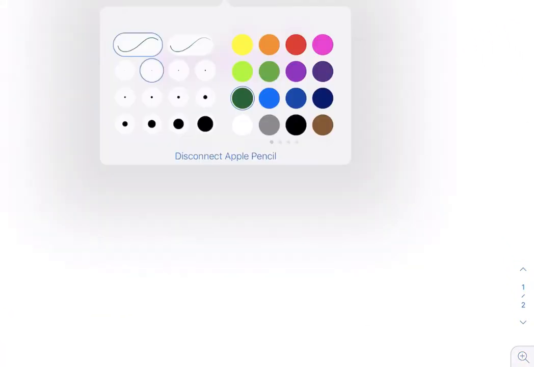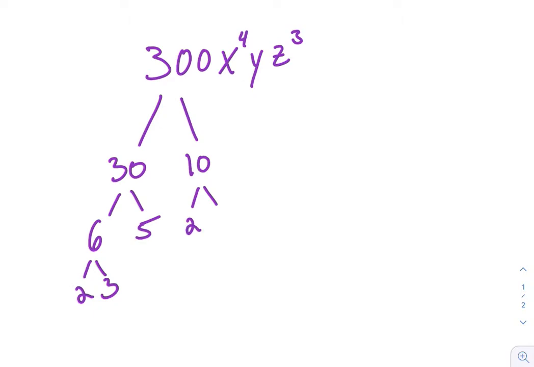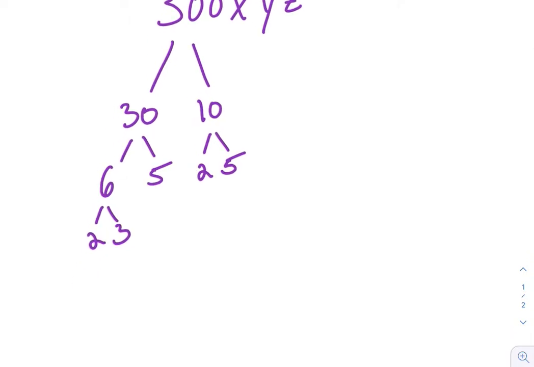300 is 30 times 10. 30 is 6 times 5. 6 is 2 times 3. 10 is 2 times 5. So there's 2 2's, 1 3, and 2 5's.